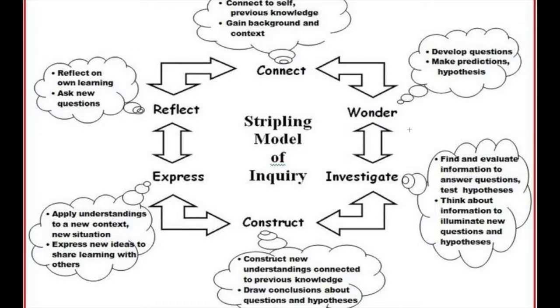This process is called the Stripling model of inquiry that you see on the screen. This is what we'll be using. So a couple things I want you to notice. It is not a straight line. It's almost like a circle. So if you need to go backwards, you can. You'll notice the arrows go both ways. And you also notice that it keeps going. There's really no point that you jump in or jump out.